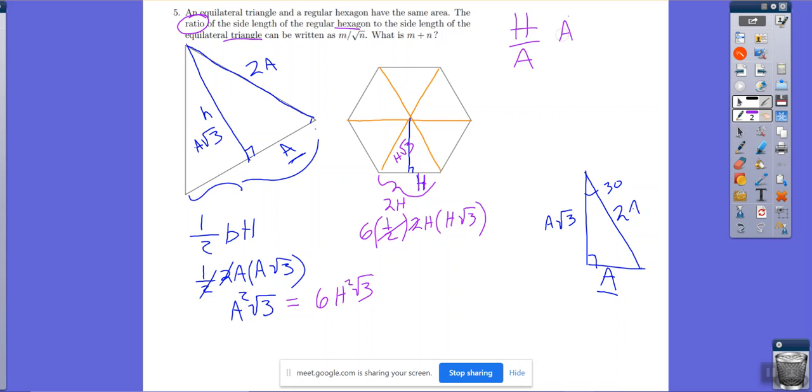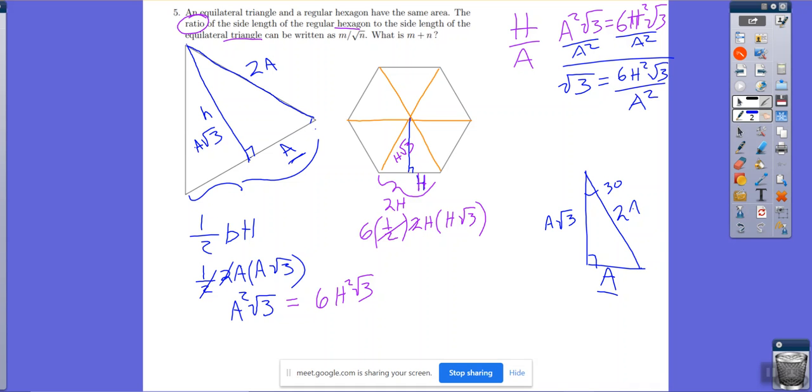So I have a squared times the square root of 3 is equal to 6h squared times the square root of 3. All right, so my next step is I need to get the a squared on the other side because I need it in the denominator. So I'm going to divide by a squared, divide by a squared. So now I have the square root of 3 is equal to 6h squared times the square root of 3 over a squared.